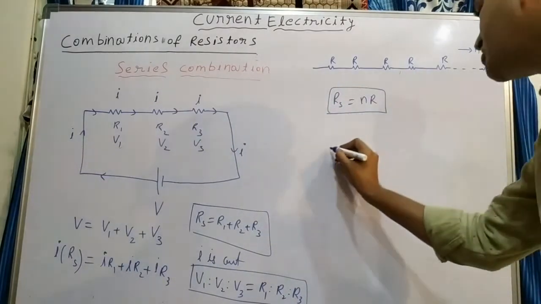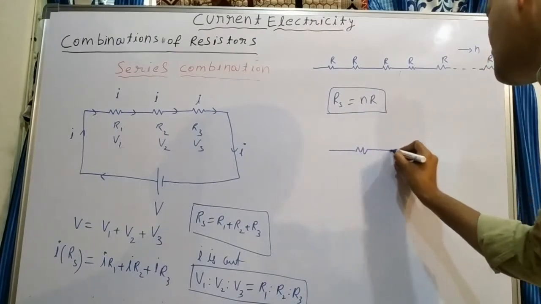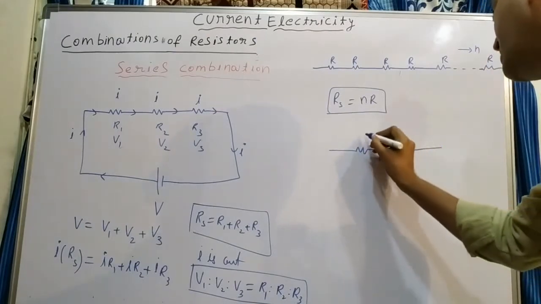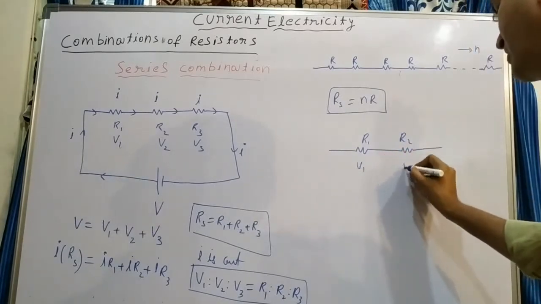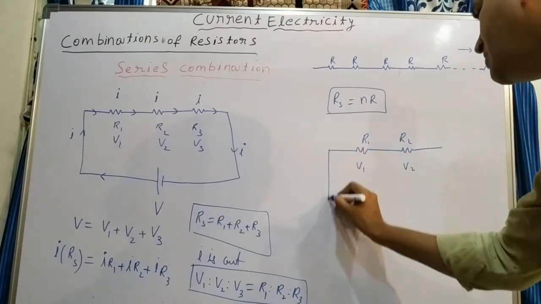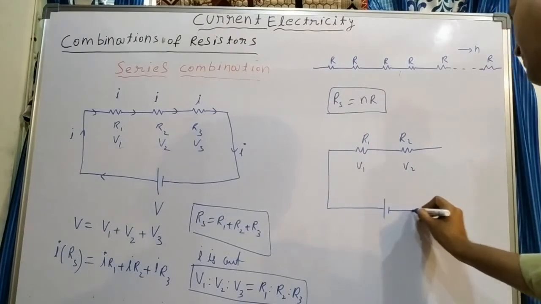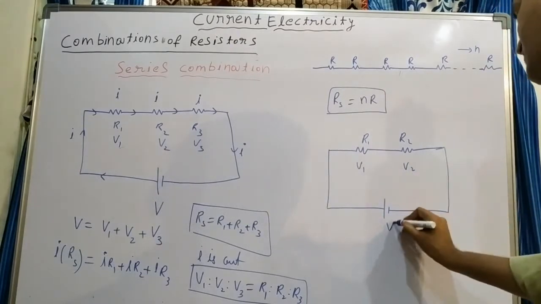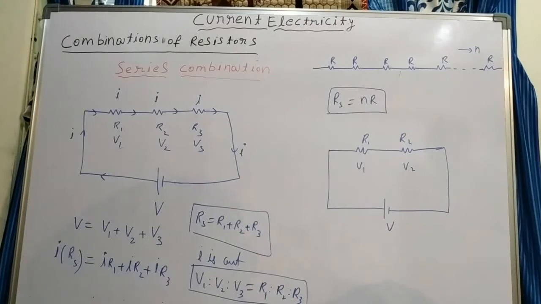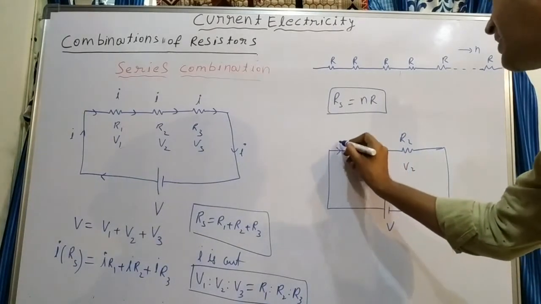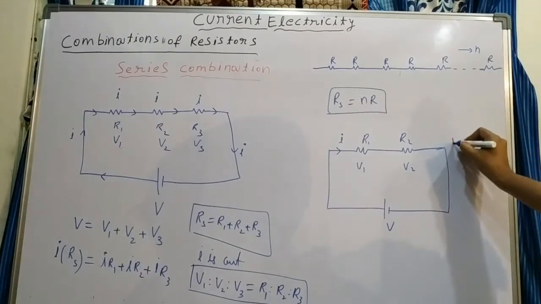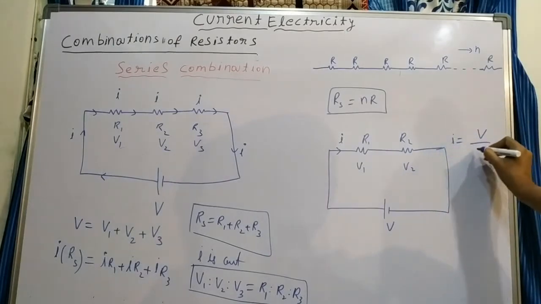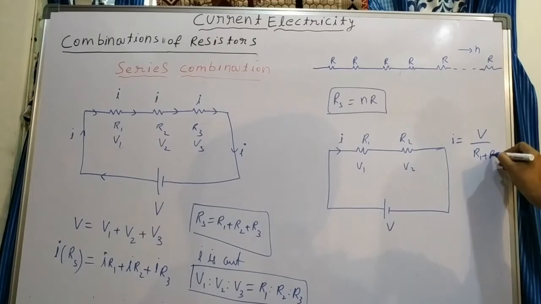Suppose only two resistors are there, resistance R1 and R2. Potential across them is V1 and V2. Of course, current is the same. Suppose you connect a battery here, and battery potential is V, and what is the current inside? Current I is equal to total potential by total resistance, V by R1 plus R2.